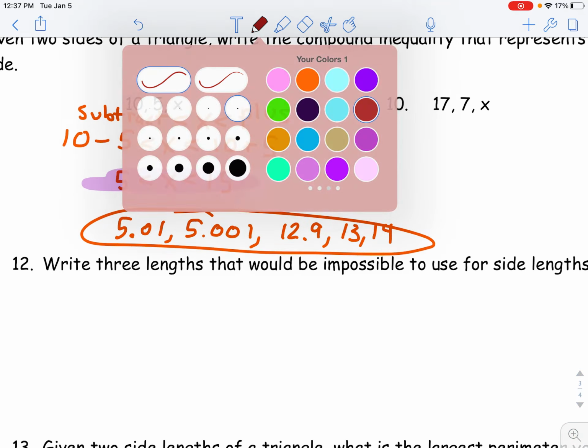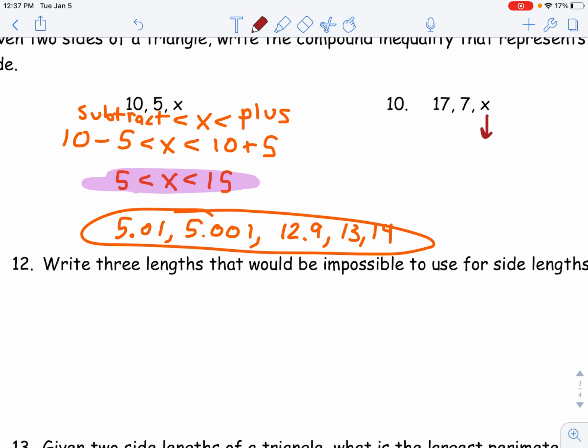Similarly, in this next problem, it's a compound inequality. You're just going to take the numbers 17 and 7, subtract them, put your x, and then add them. And it's going to tell us the range, where x would have to be bigger than 10, but less than 24.